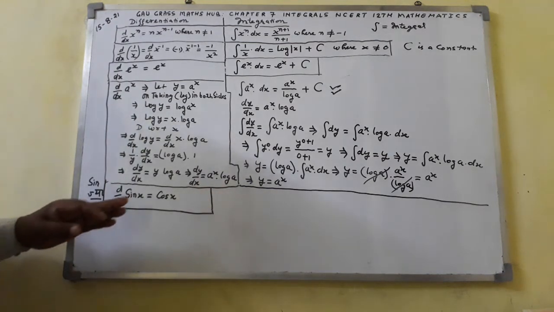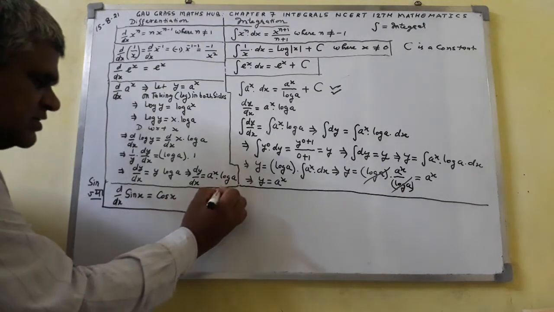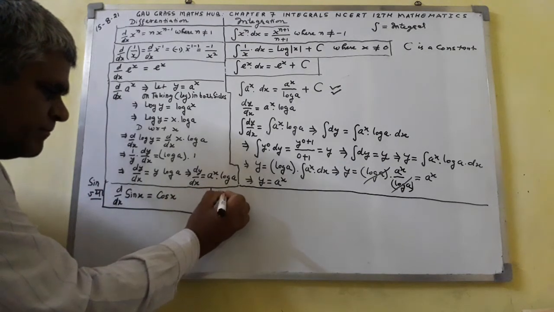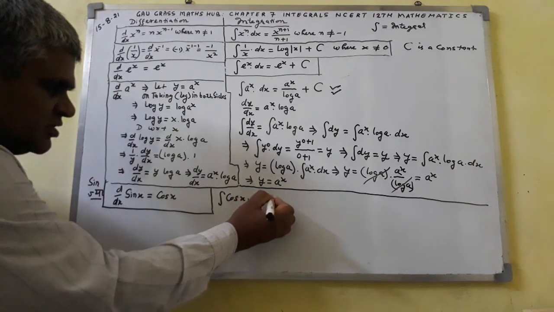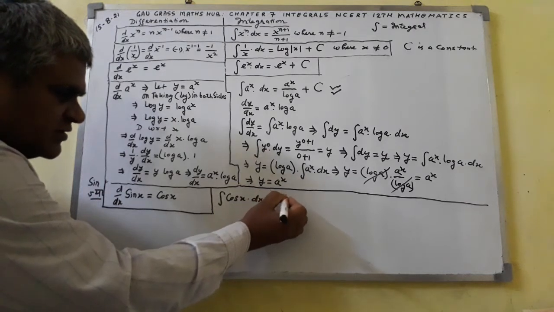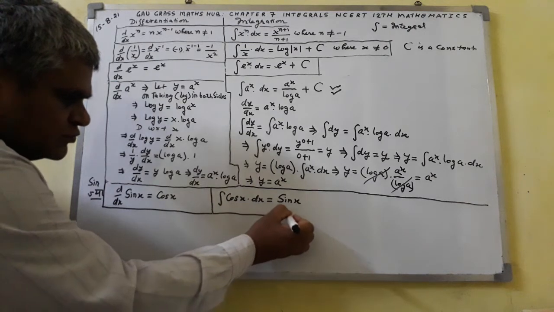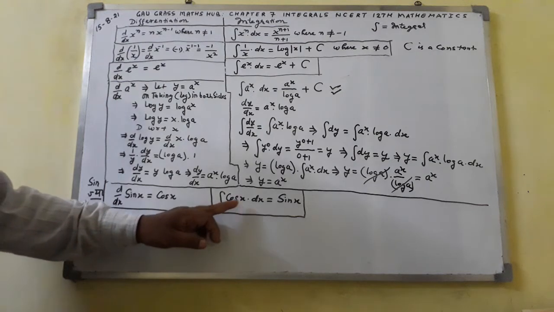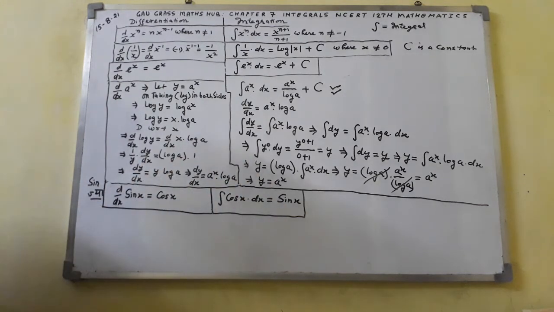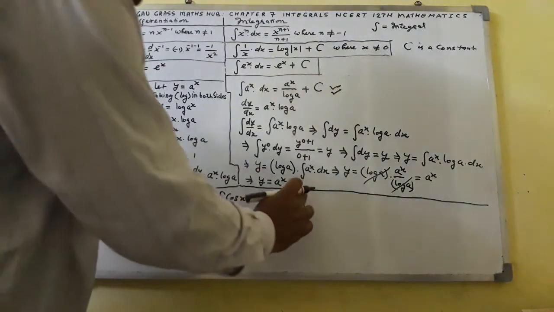Now, reverse of d over dx of sin x equal to cos x, we shall get integral cos x dot dx equal to sin x. Here you can write plus c also. This is the formula you must remember.